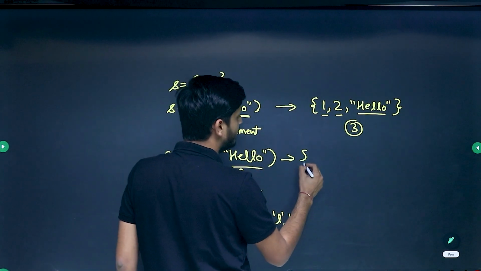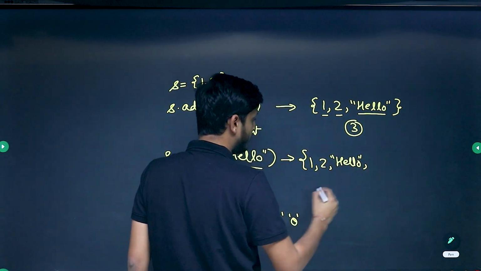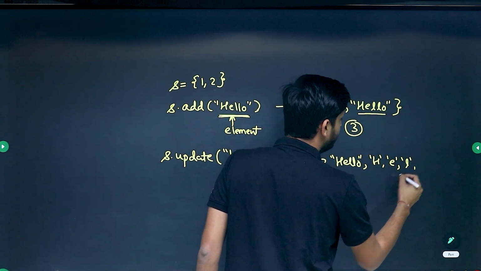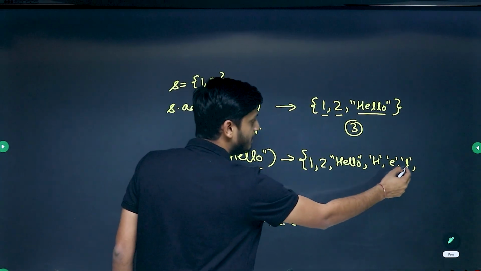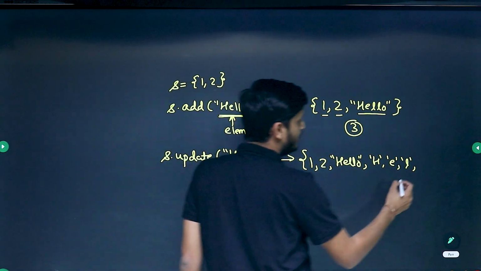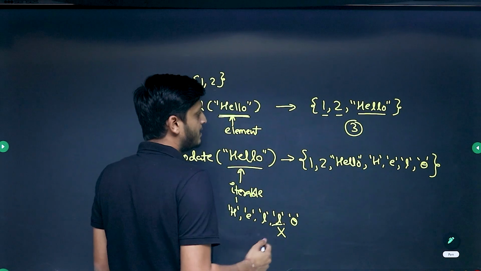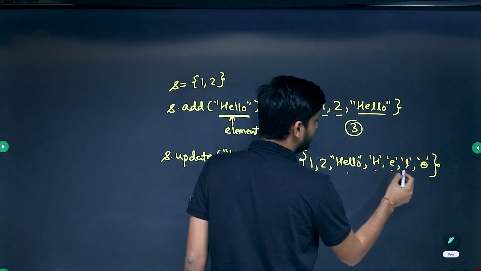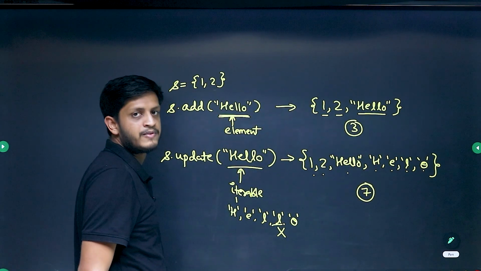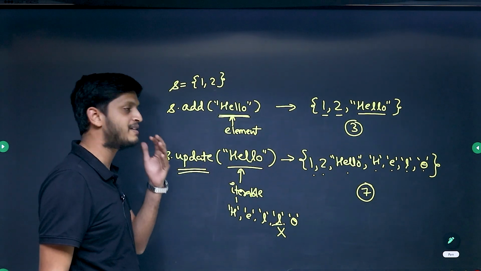So now the set will contain elements 1, 2, hello, these were already there. And now the string containing h will be added, the string containing e will be added, the string containing l will be added. The string containing l is already present, so this will be ignored. Duplicates are not allowed. So this l will not be added, and then the string containing o. So these will be the elements in the set now. What is the length of this set now? 1, 2, 3, 4, 5, 6, 7. There are 7 elements, 2 integers and 5 strings. This is how the update function works. The update function will add all the elements inside the iterable in the set. Okay?